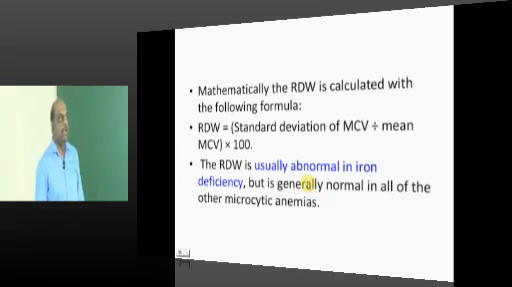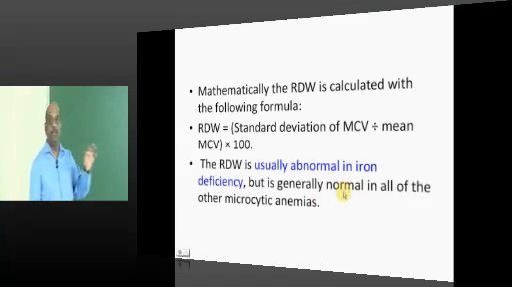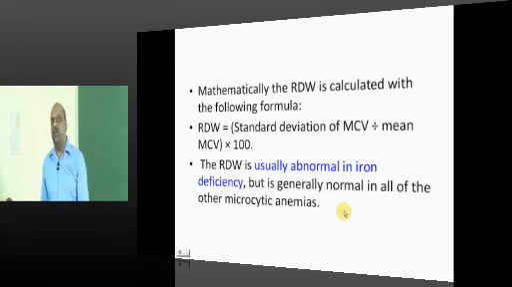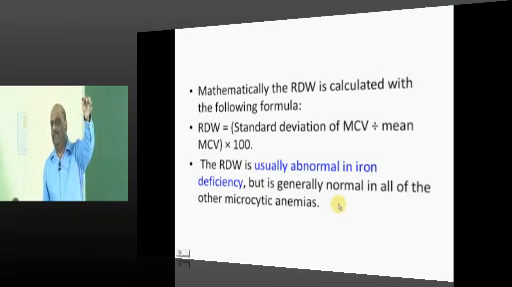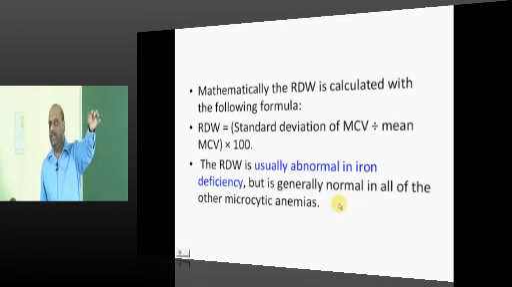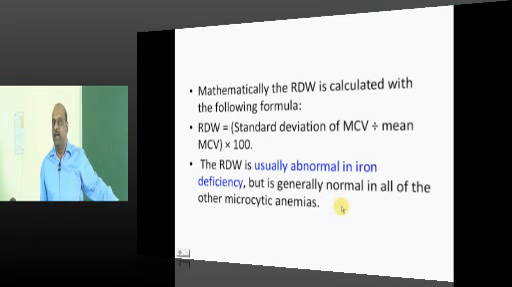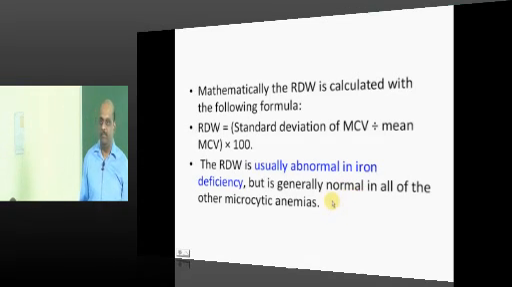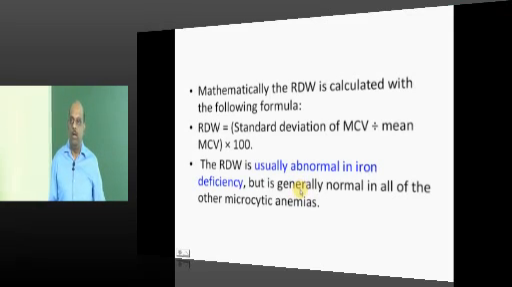RDW is a reflection of poikilocytosis. Poikilocytosis is typically a feature of iron deficiency anemia. When iron deficiency is there, there is poikilocytosis. Neither in thalassemia nor in sideroblastic anemia nor in anemia of chronic disease do you find poikilocytosis.